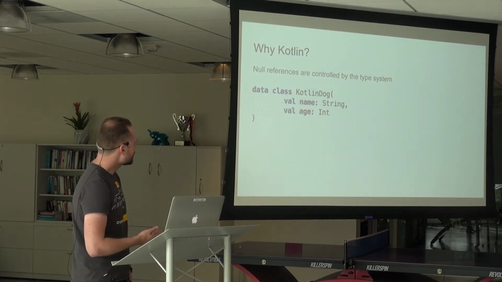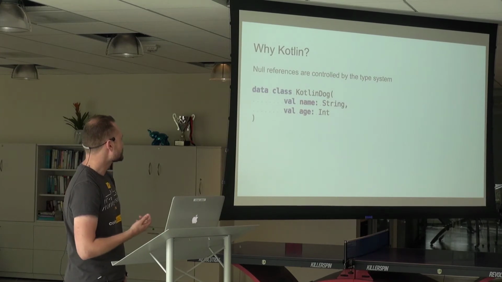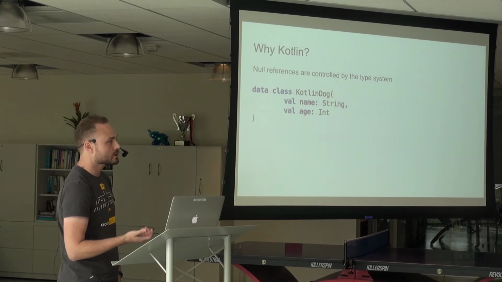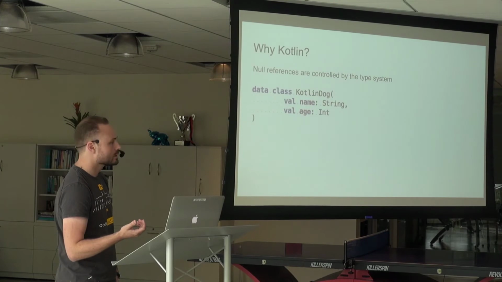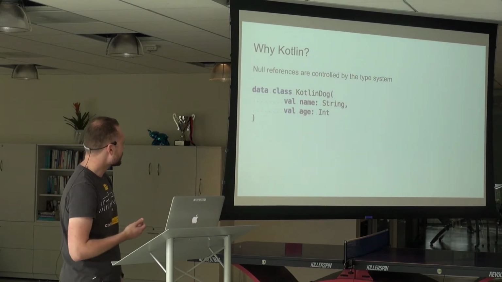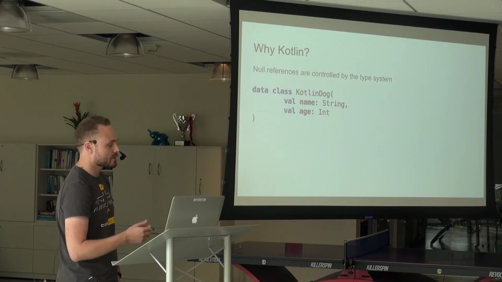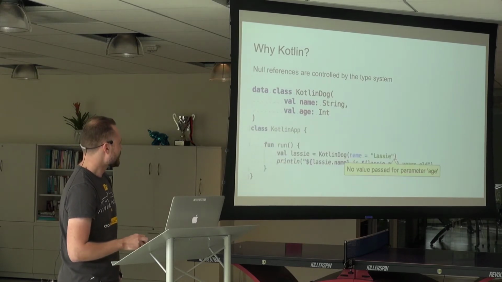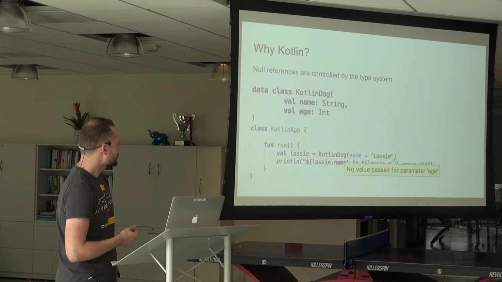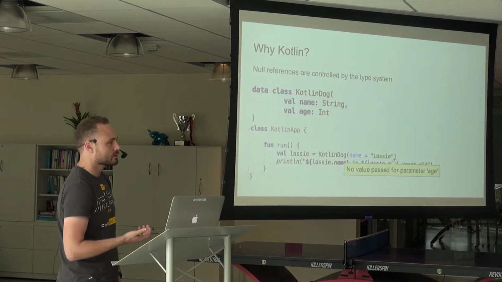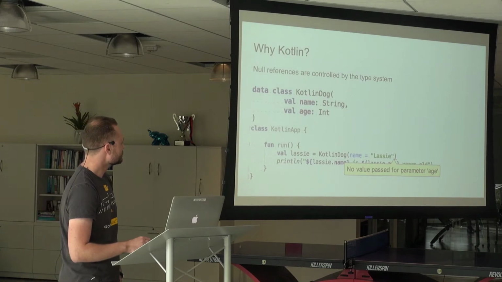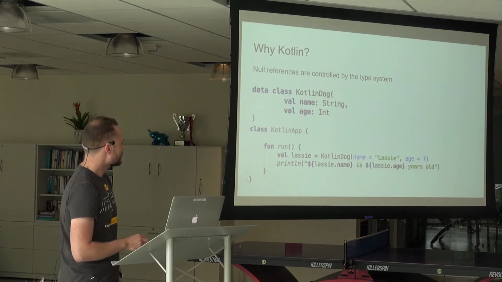In Kotlin, we have these vals. Vals are non-nullable. Vars are nullable. So you could just declare a class, a Kotlin dog, where these things must be present. And then the compiler will help you here. You can't construct one without giving it a value for age. So then you're forced to do that.